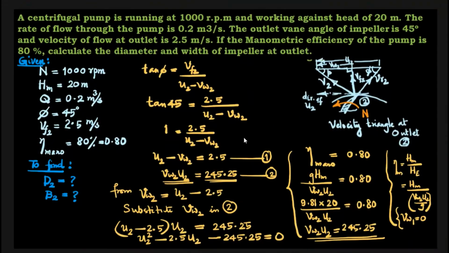In this case, a centrifugal pump is running at 1000 rpm and working against a head of 20 meters. The rate of flow through the pump is 0.2 meter cube per second. See, whenever the discharge of this kind is given, you should be able to understand the magnitude of that, how big it is. 0.2 meter cube per second. See, that definitely means 0.2 into 1000, that much liter per second. So 0.2 into 1000, that is 200 liters per second. So 200 liters per second.